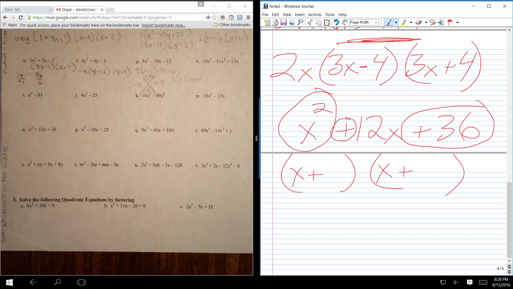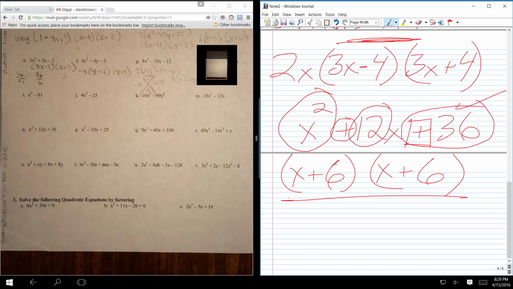Now the third step and last step is factors of 36 that add, because of that plus sign, to the number 12. Well, what factors of 36 add to 12? Let me think here. What's 6 times 6. Yeah, two numbers that multiply to 36 and add to 12. That's it. And that's the answer.